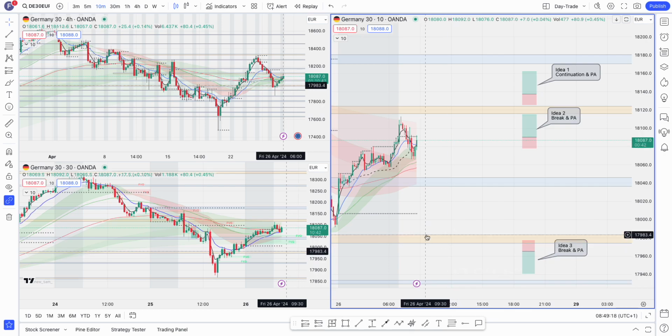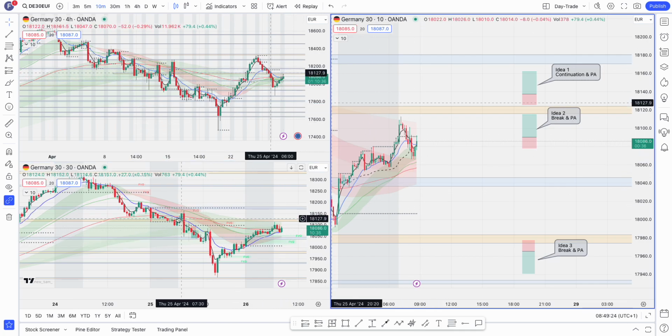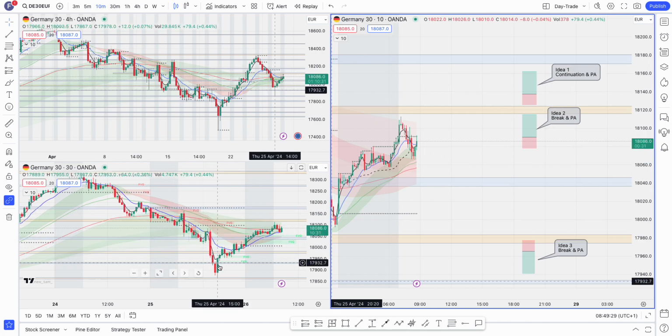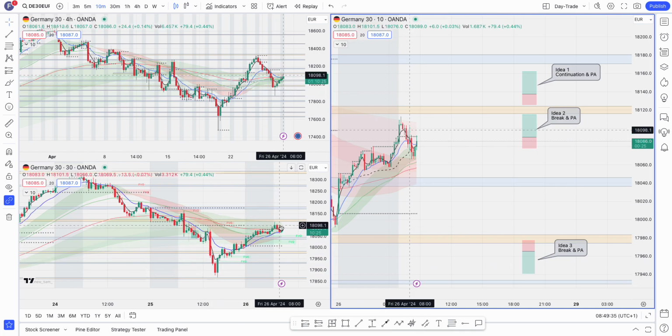Today is Friday, 26th of April 24. I'm going to analyze DAX. So yesterday, this is the 30 minutes time frame, we had this massive drop because of the macro news, and since then prices recovered.